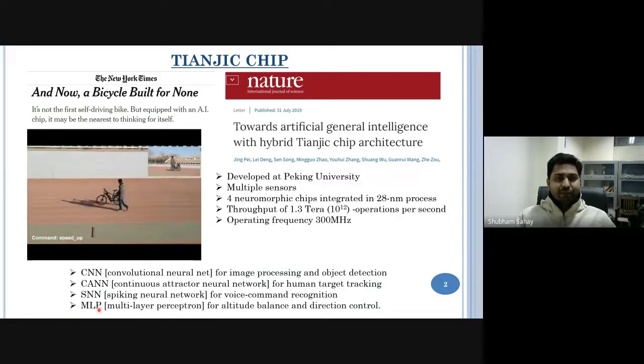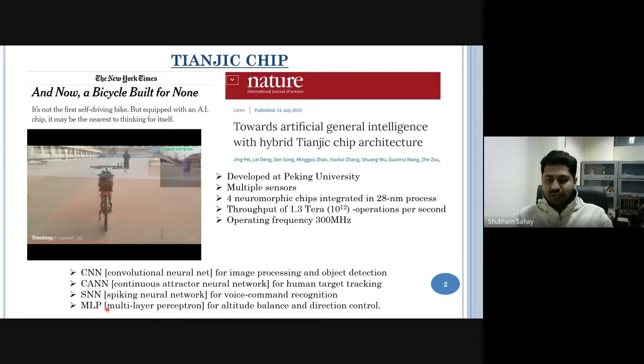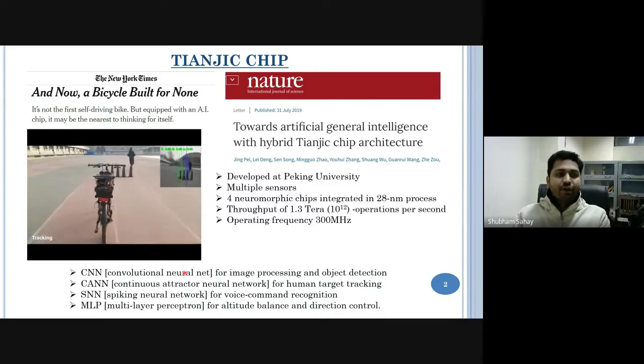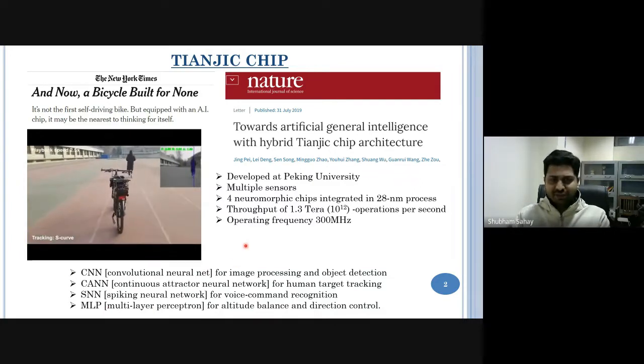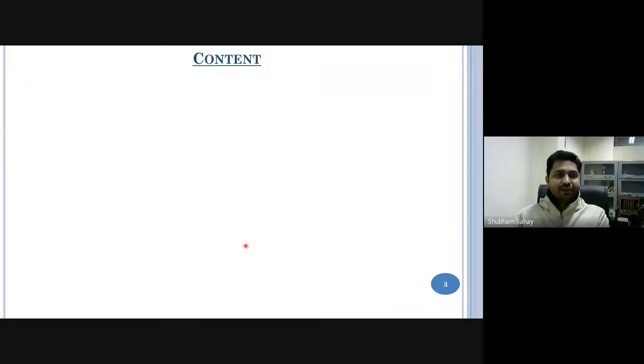And this MLP, or multi-layer perceptron, or classifier, is the most common deep neural network primitive that you can encounter in this world. So these are the 4 neuromorphic networks that these chips enable. So with this kind of introduction to this field, let me go through the brief content which I would like to cover in this talk.